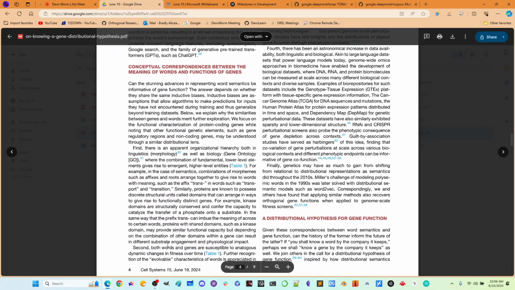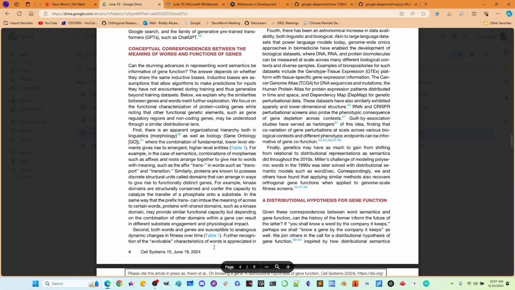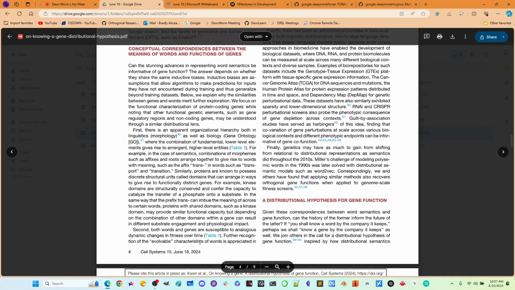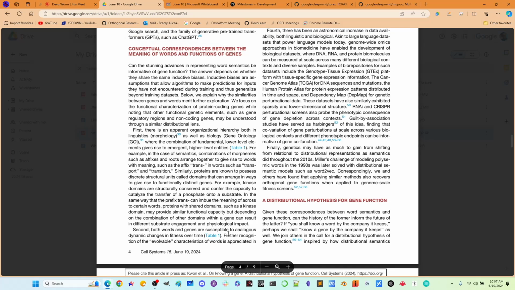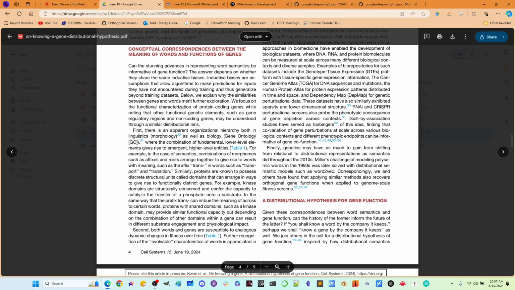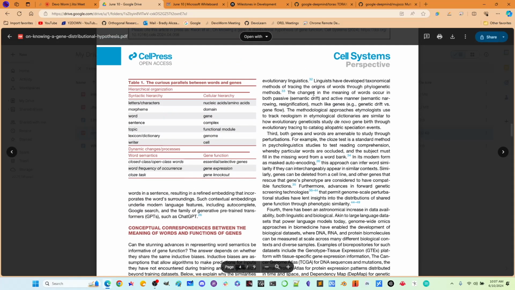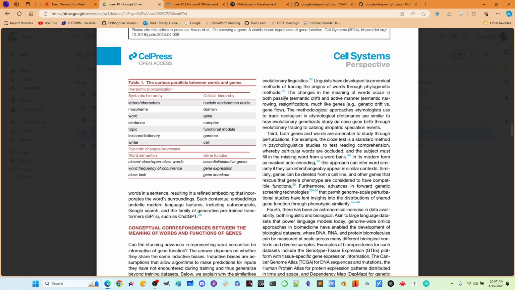The second point is that both words and genes are susceptible to analogous dynamic changes in fitness over time. Further recognition of the evolvable characteristics of words, meaning that words change over time. They change their meaning, like we discussed, that they can mean different things at different points in time. They can be associated with different things at different points in time. And so it is with genes and their functions. Linguists have developed taxonomical methods of tracing the origins of words through phylogenetic methods. So linguistics uses phylogenetic methods, and lo and behold, biology also uses phylogenetic methods, so it's very compatible in that sense.